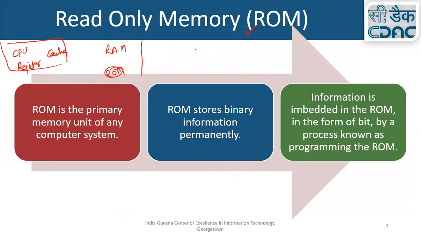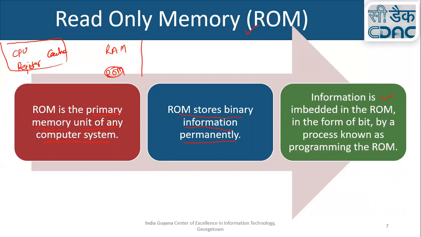This read-only memory is the first memory. Once you turn on your computer, your CPU starts accessing the read-only memory first. This is a small amount of memory. ROM is the primary memory unit of any computer system. ROM stores binary information permanently. So whether you turn off your computer or not, the data is always in a safe position. Data is not going to be removed. It is always there.